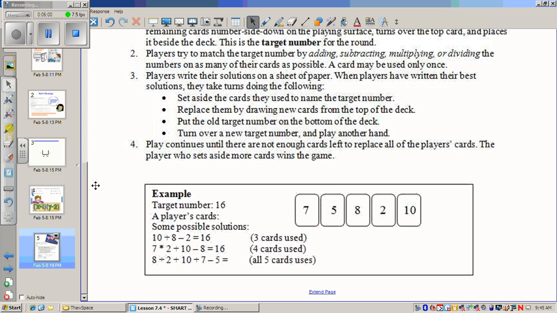I could do 10 plus 8 minus 2. I know 10 plus 8 is 18, minus 2 would give me 16. I used 3 cards. I would take those 3 cards out of my hand. Those are cards I keep, and I would replace them from the deck with 3 new ones.